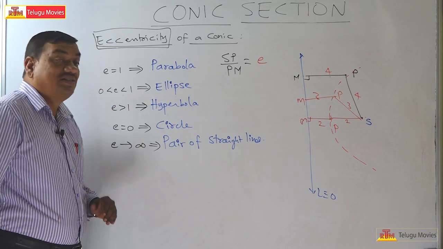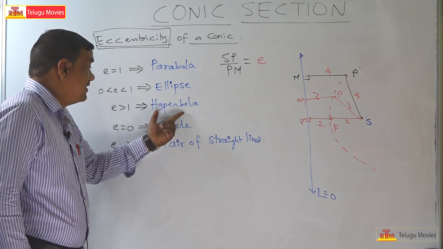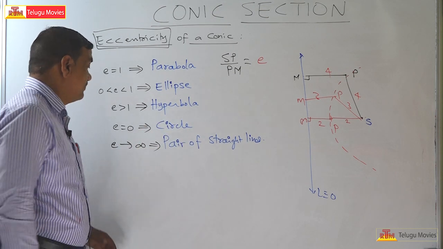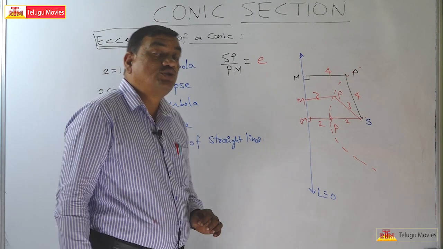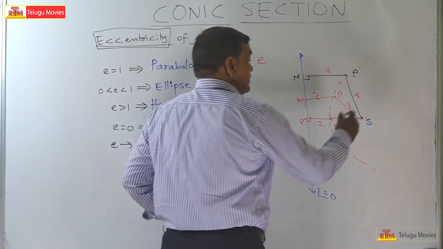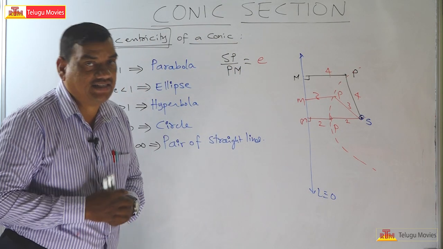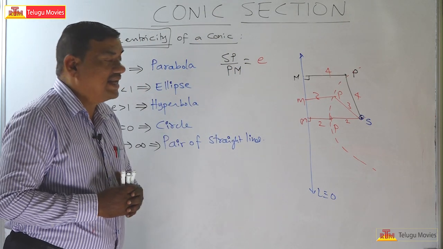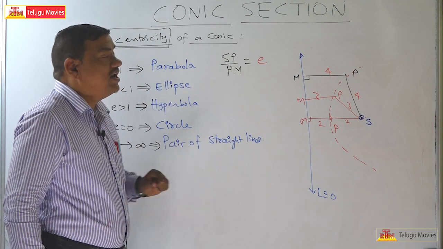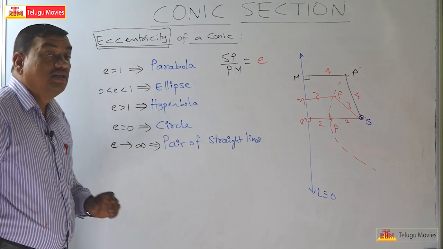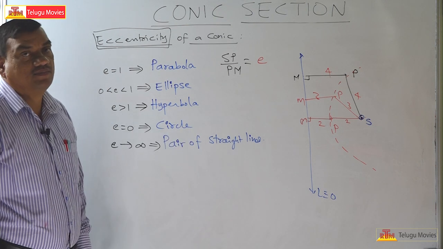If the E value is greater than 1, like 2.5, 3.5, 1.1, 1.2, then the name of that conic is given as hyperbola. If the E value happens to be 0, that means the fixed point and the variable point both coincide. That means the SP value will become 0. Then the name of the conic section is given as circle.